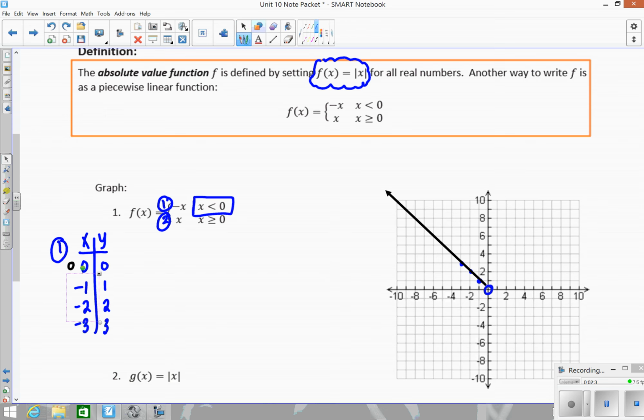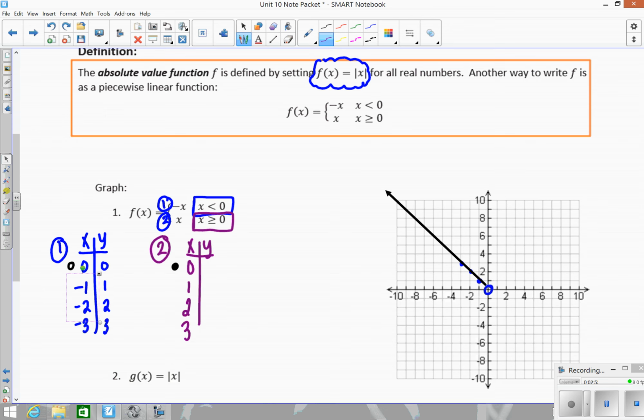Now I'm going to graph the second part of this. I look at my restriction. My restriction is x is greater than or equal to 0. So again, I'm going to start at 0, but this time at 0, I'm going to fill that point in because I can include 0 as an x value. And x has to be greater than or equal to 0. So any numbers bigger than 0, I'm going to plot.